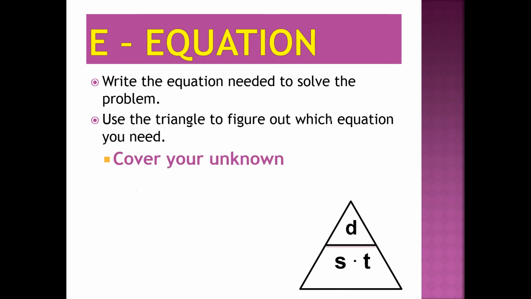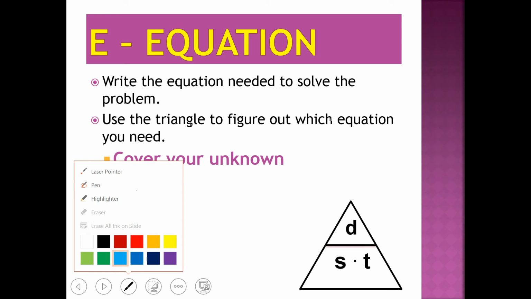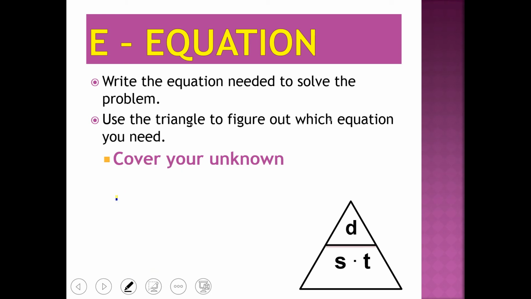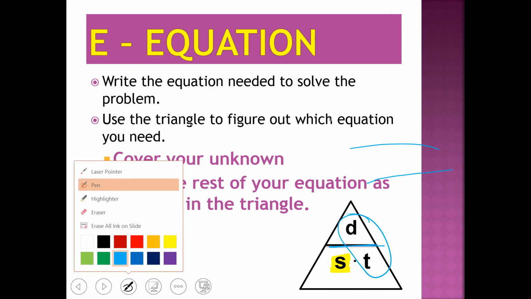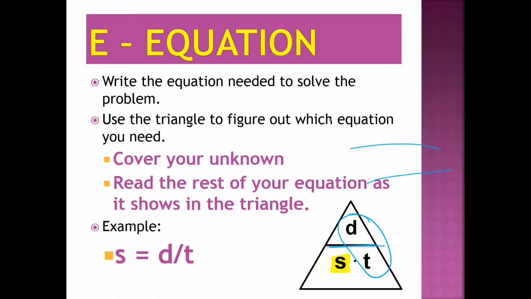To use this triangle method, what you do is cover up the unknown. So since you can't see me covering this with my finger, I'm going to use a highlighter here and kind of cross out what we're looking for. We said in our last example that we were looking for s. So we're going to ignore the s. And then you read the rest of your equation as it shows in the triangle. So the rest of the equation would be d, and this line here stands for divide, so it's d divided by t. So the correct equation for this example problem is s equals d divided by t.